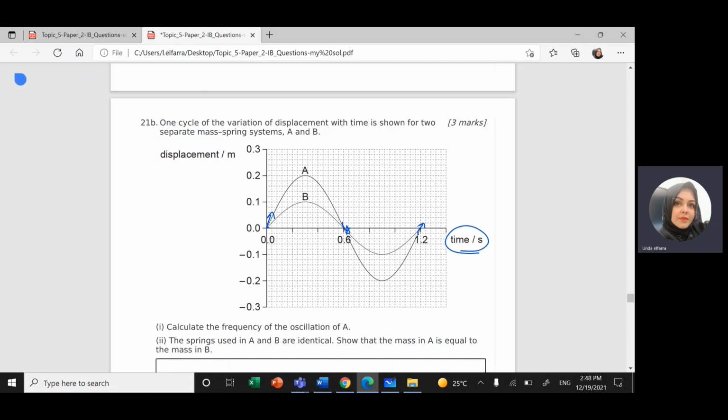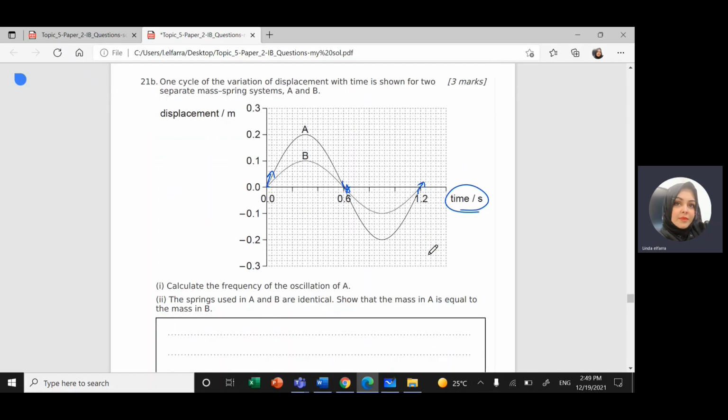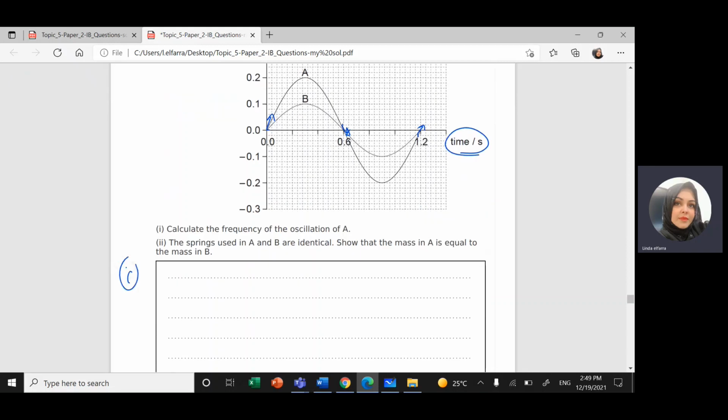Here the x-axis, or the horizontal axis, is the period. So the period will equal what? 1.2. So the period T is 1.2 seconds, and frequency will be 1 over T, which means 1 divided by 1.2. And this will give us 0.833 Hertz, or second inverse.